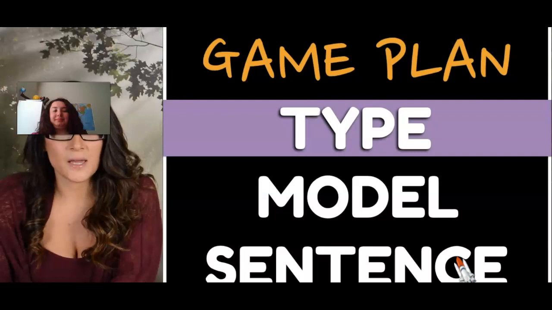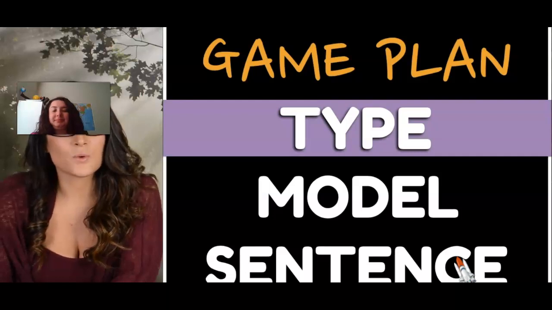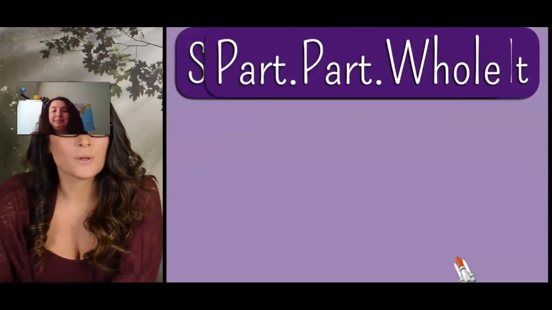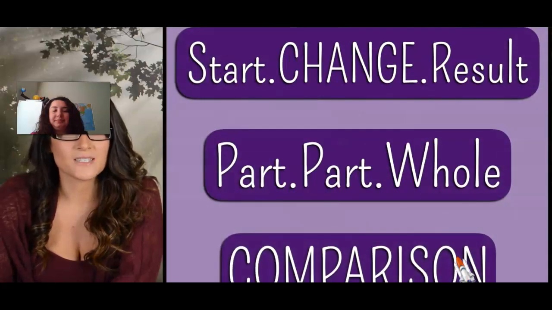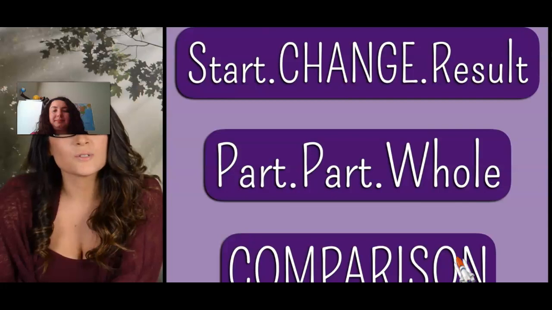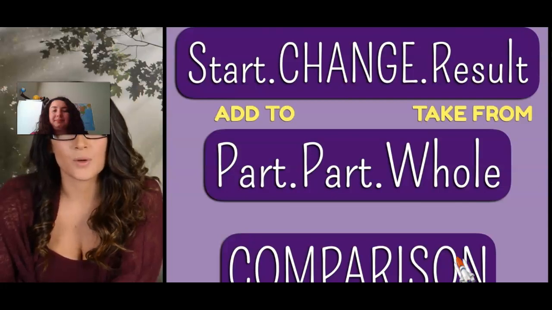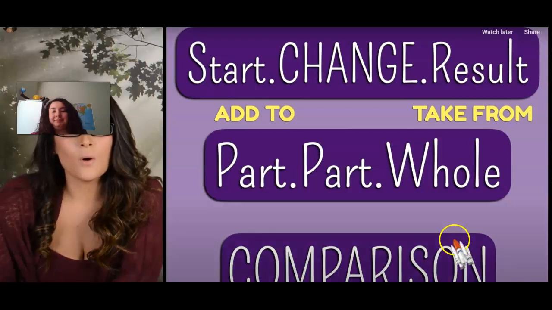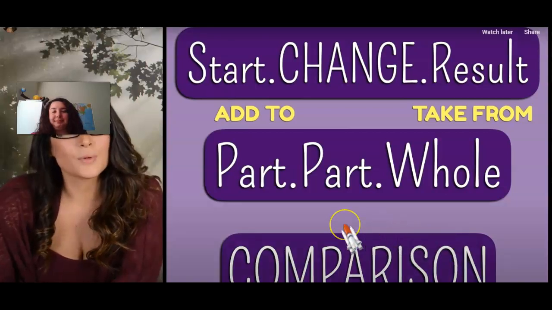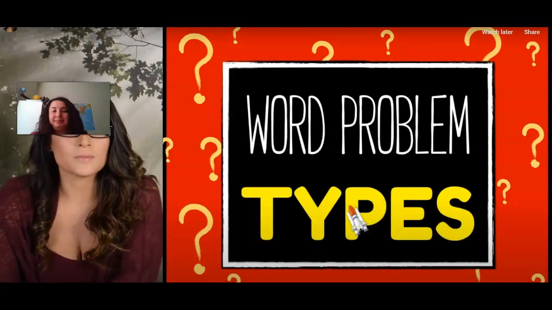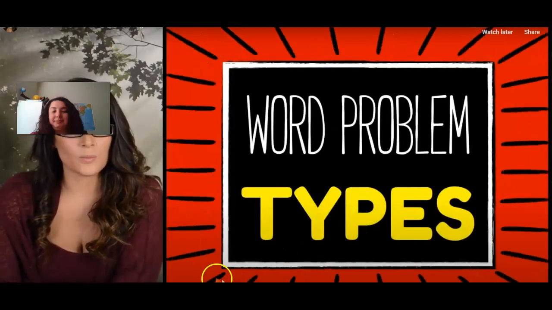So let's get started with the type. There are 3 key types of story problems that your student will see in 2nd grade. Start, change, result, part, whole, and comparison. Start, change, result has 2 subtypes. Add to story problems and take from story problems. Part, whole also has 2 subtypes. Put together and take apart. Now, if you're unfamiliar with these terms or just need a quick refresher, I have a video called Word Problem Types where I go over each of these types of word problems.